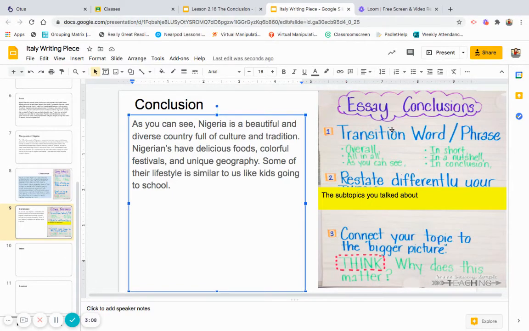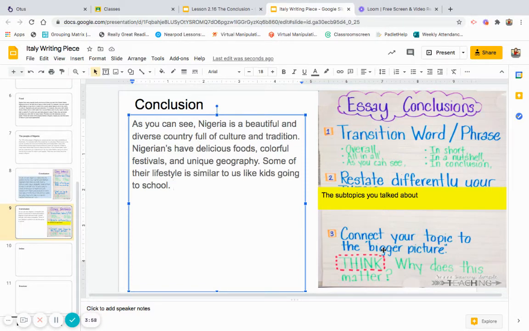So I did number one, the transition word, and number two, I restated all my subtopics in a different way. Now I'm going to end my conclusion by connecting my topic to the bigger picture. Why does this matter? When I think about it, I want readers to read my informational book and feel inspired. I want them to learn more about Nigeria. I want them to maybe go visit Nigeria or try some of the foods or watch a video. I just want them to be inspired and want to keep learning more. Because that is the point of informational books, to inspire us to keep learning more.